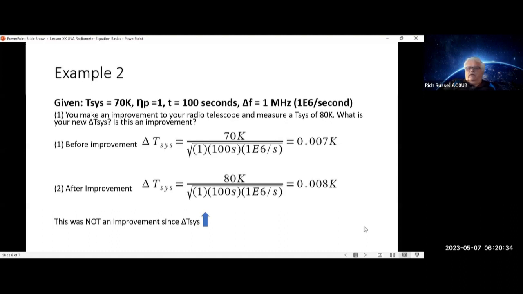So we go back to the original values, and we get 0.007 Kelvin. Now after the change, T_sys is now 80 Kelvin, and we get 0.008 Kelvin. This is not an improvement because your delta T_sys went up.